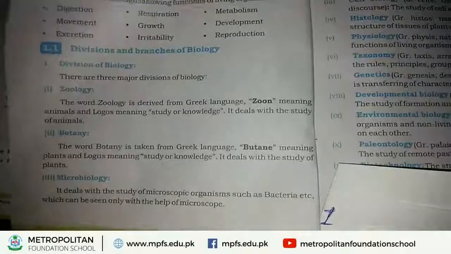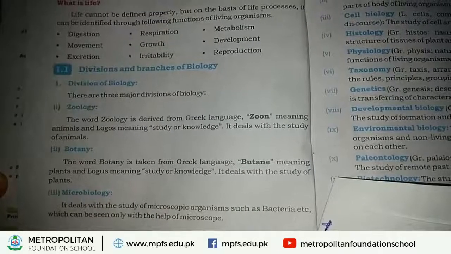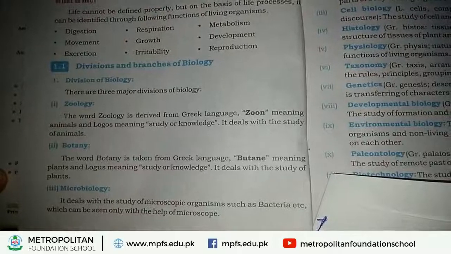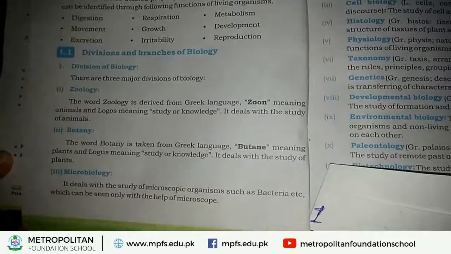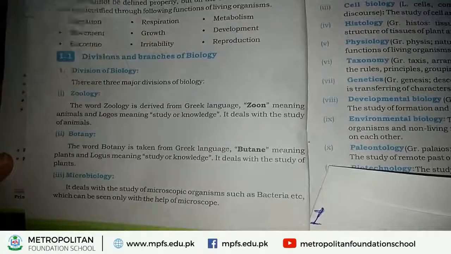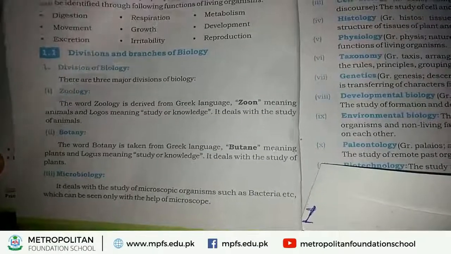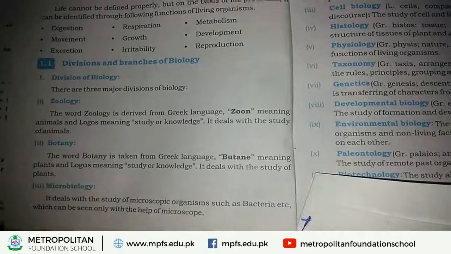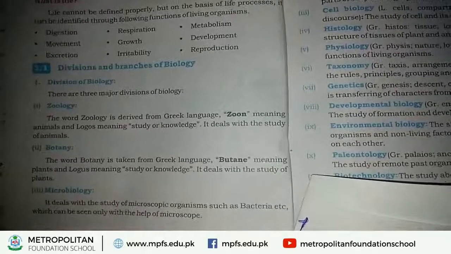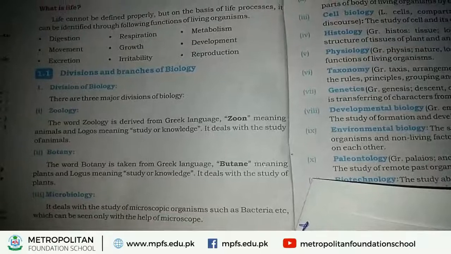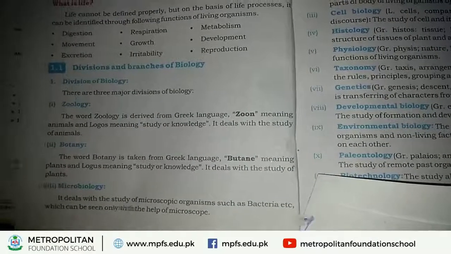Next, microbiology. Its name indicates micro means microorganisms. What are microorganisms? Microorganisms are those organisms which are very small in size and never seen by the naked eye. They can be studied with the help of a compound microscope which operates in our lab. In microbiology, we study different microorganisms such as bacteria, viruses, and different protozoans such as amoeba, paramecium, euglena.